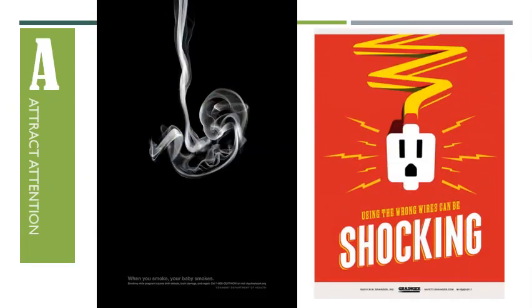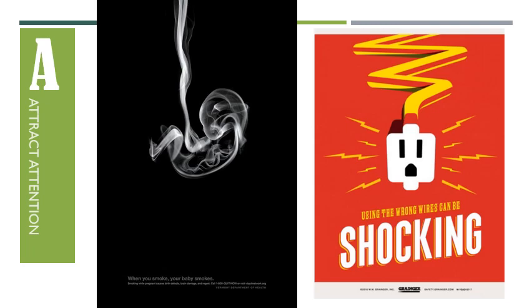So the first A is attract attention, right? So again, we talked about how posters are up in a public space, people are moving around, people are busy. You've got to grab their attention. If you don't grab their attention, then your message is not going to be heard or seen, and your communication will not be successful. So both the concept and the visual form have to stand out and attract attention.